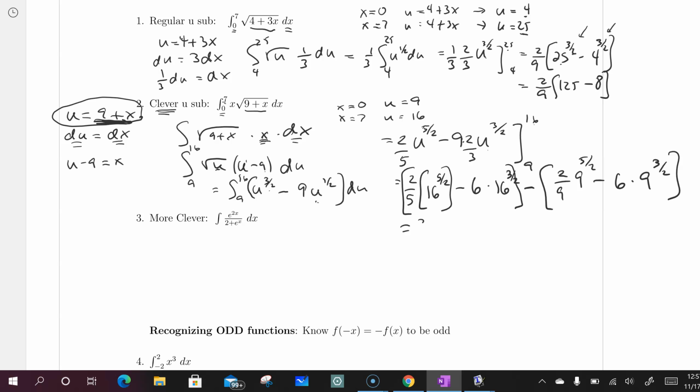So let's play with this a little bit. So I have 2/5. So I have 16, square root of 16 is 4. I'm just going to leave it as 4 to the 5th minus 6. And then here, square root of 16 is 4, cubed is 64. Subtract 2/9, and then square root of 9 is 3 to the 5th power. I'll just leave it like that. These two negatives make a positive, and I'm going to take the square root of 9 and get 3 cubed, which is 27. All right, I'm just going to leave it like this.